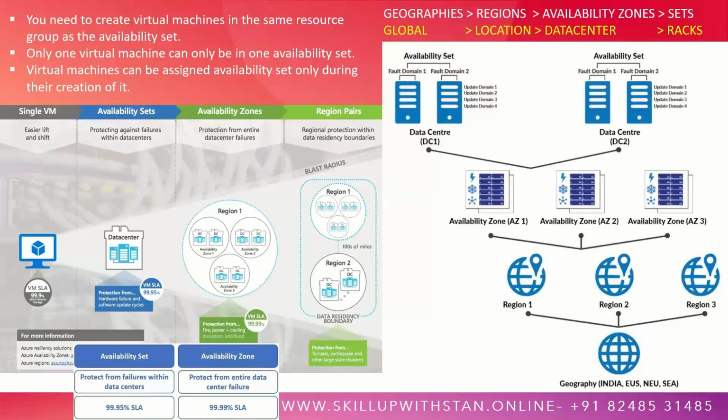You need to create the virtual machines in the same resource group as the availability set, and a virtual machine can be in only one availability set. You cannot place it into two different availability sets, or have that kind of mapping.